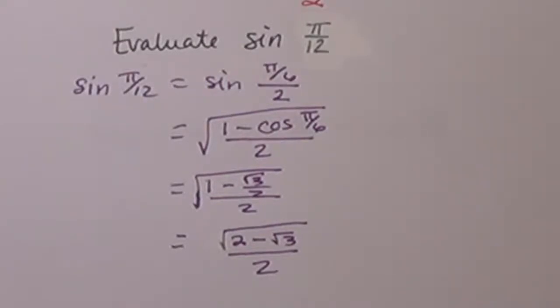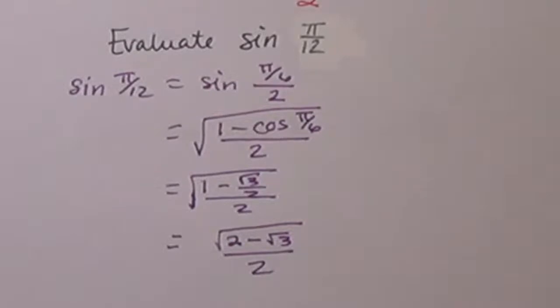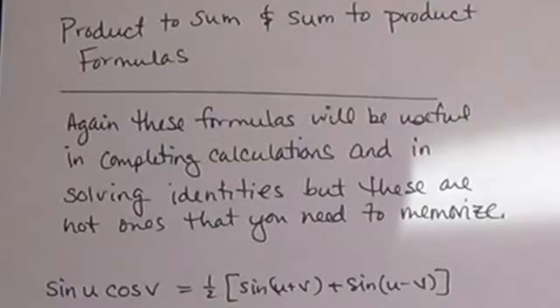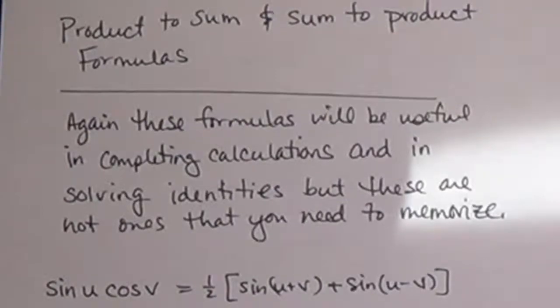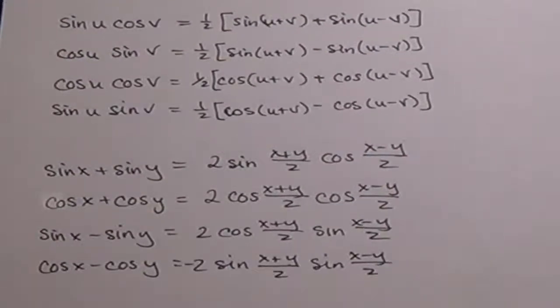And then evaluating our cosine and rationalizing the denominators, we'll get the square root of 2 minus root 3, all divided by 2. The last set of formulas that we're going to look at in this section are the product to sum and sum to product formulas. Again, these formulas will be useful in completing calculations and in solving identities, but they're not ones you need to memorize. And I'm going to just let you pause the video here and you can look at the different formulas.